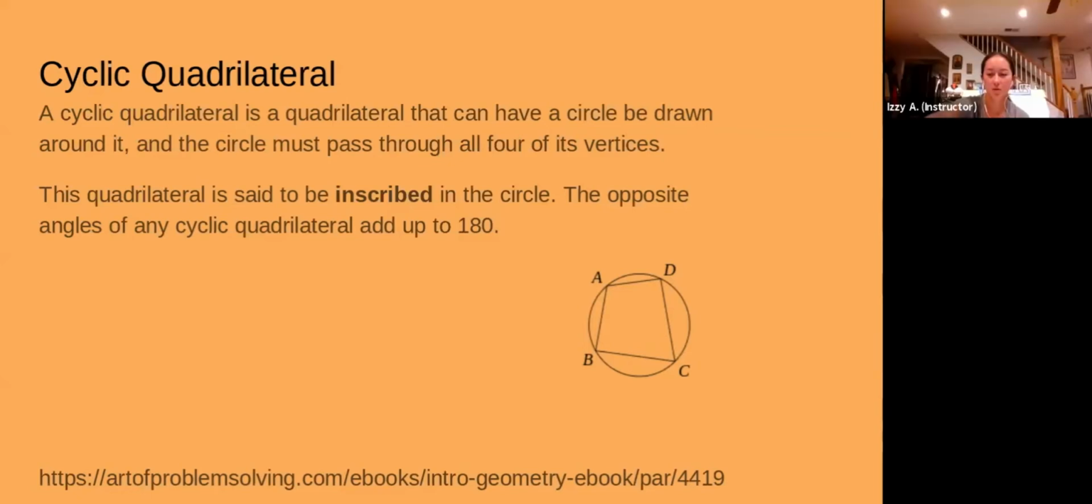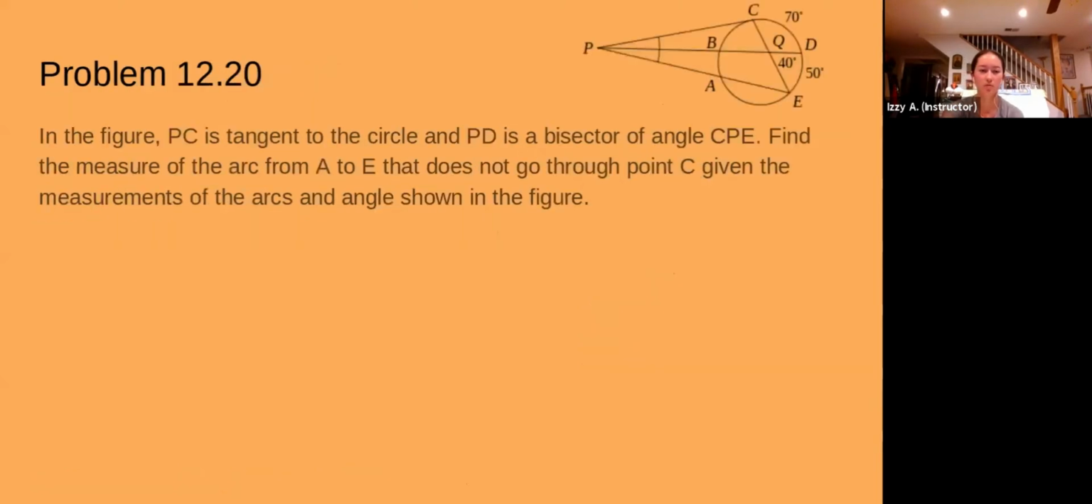Okay. I'll go ahead and move on. We can always go back to the slide too. So in the figure, PC is tangent to the circle, and PD is a bisector of angle CPE. Find the measure of the arc from A to E that does not go through point C. So we're going to be focusing on this arc, given the measurements of the arcs and angles shown in the figure. It should say angles.